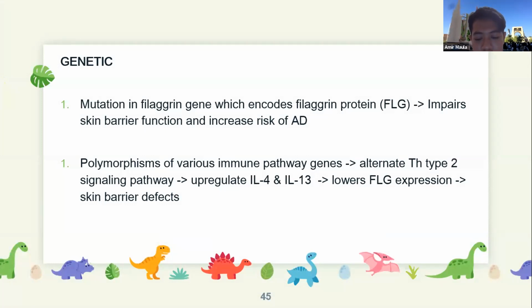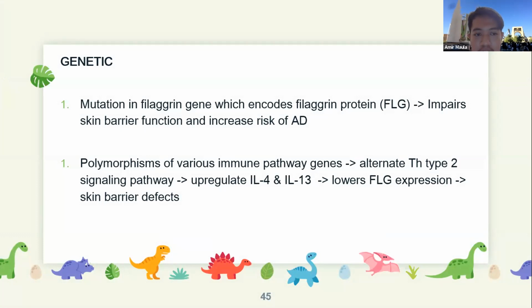The first one is genetic. Usually patients who have atopic dermatitis have a mutation in the filaggrin gene, which encodes the filaggrin protein. The filaggrin protein is a major structural protein that produces the stratum corneum. So if there is a mutation in the filaggrin gene, it can impair the skin barrier function and increase the risk of atopic dermatitis.